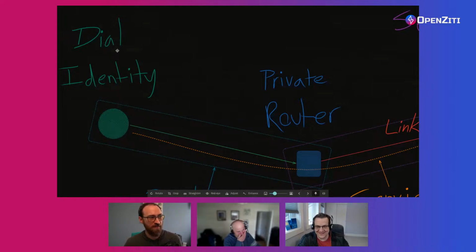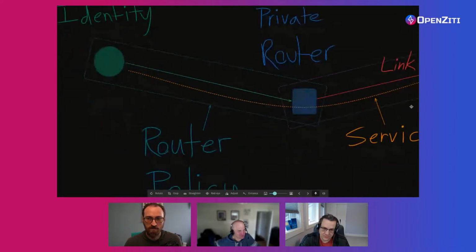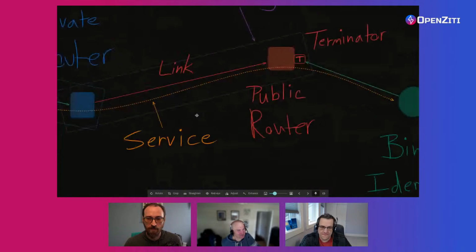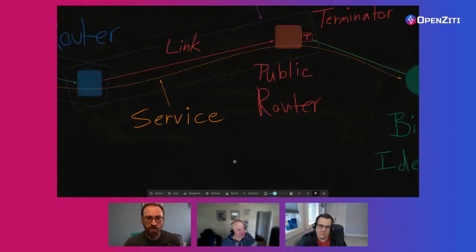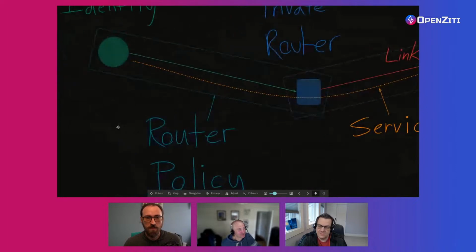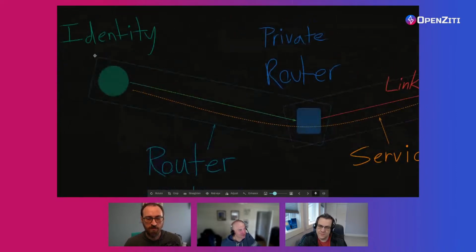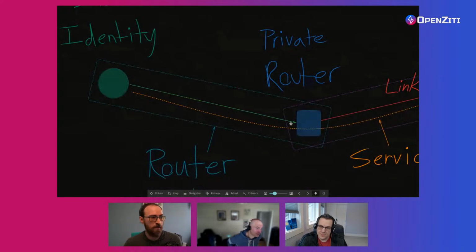This identity is doing some dialing. What it's dialing is this orangish dashed line, which is a Ziti service. And where does that go? Well, it follows a path all the way over here to the binding identity. But we're talking about router policies. So this router policy allows this identity to use this router.